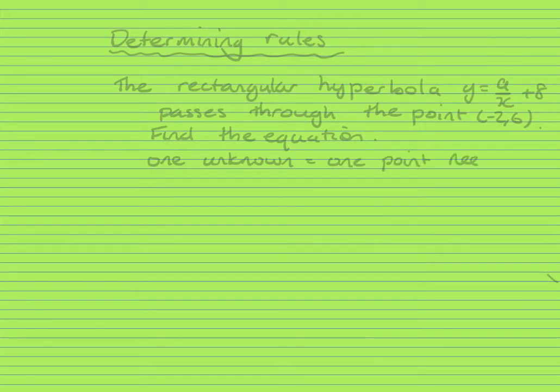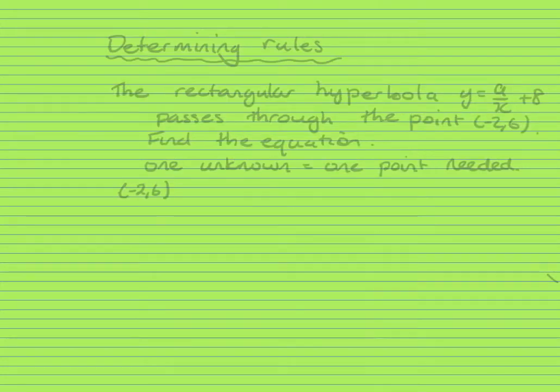1 point. You need to have one piece of information to find the unknown. So we'll start off with that point, (-2, 6), and we'll substitute it into the equation. So we end up with 6 equals a over negative 2 plus 8.